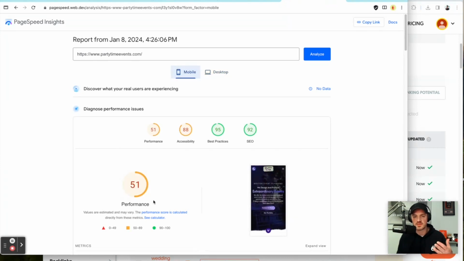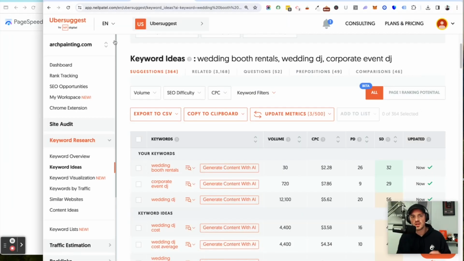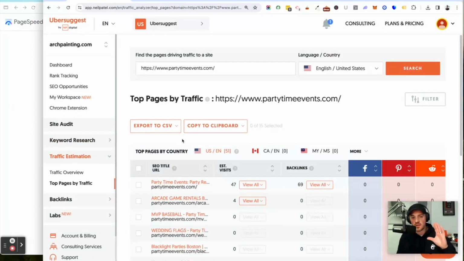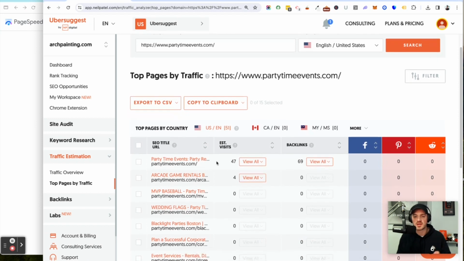This certainly, if this could be sped up to a passing score, you're going to be in a way better situation. Now, looking at the site, it might be a new site, might not be, but it looks like estimated visits are not much. There's not much here.